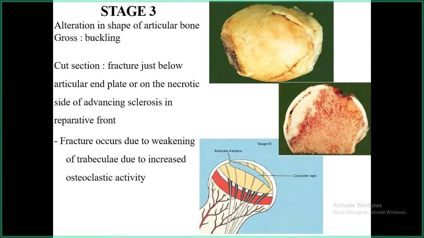In stage 3, there is alteration in the shape of the articular bone. It shows buckling of the articular cartilage, as seen in the picture. In the cut section histologically, it shows a fracture just below the articular end plate or on the necrotic side of the advancing sclerotic reparative front. Fracture occurs due to the weakening of the trabeculae from increased osteoclastic activity.